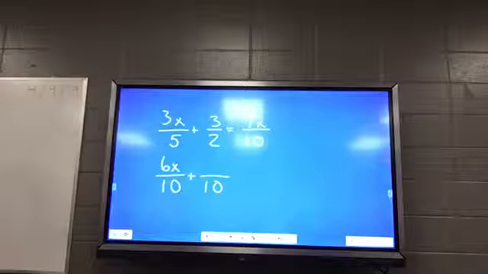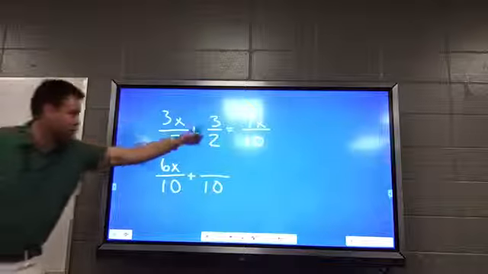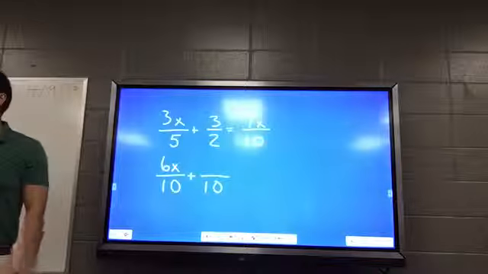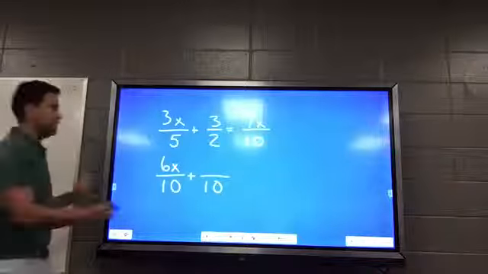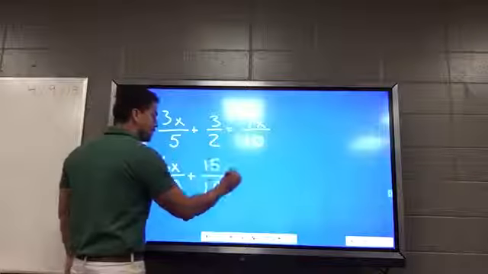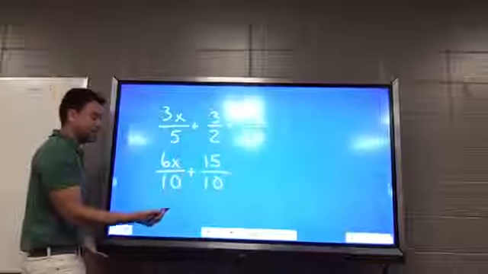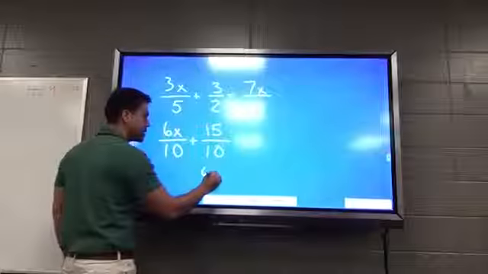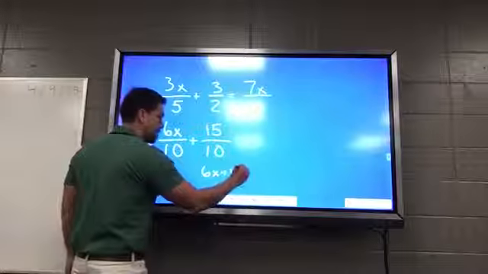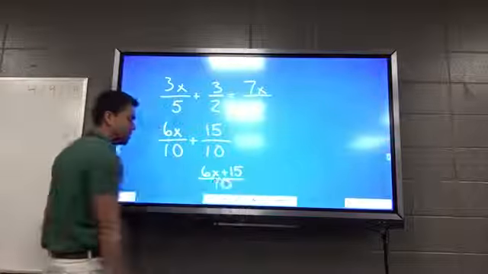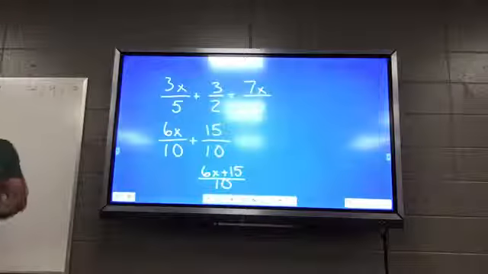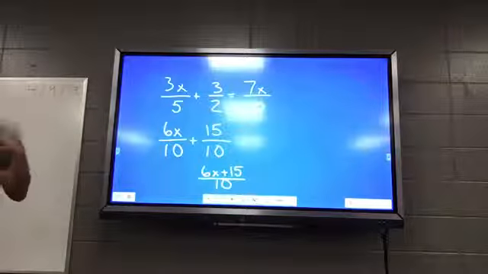All right, what do you multiply the second fraction by? 5 over 5, which gets you what? Awesome, 15 over 10. And then I can combine them. So I'm going to get my 6x plus 15 over the common denominator 10.